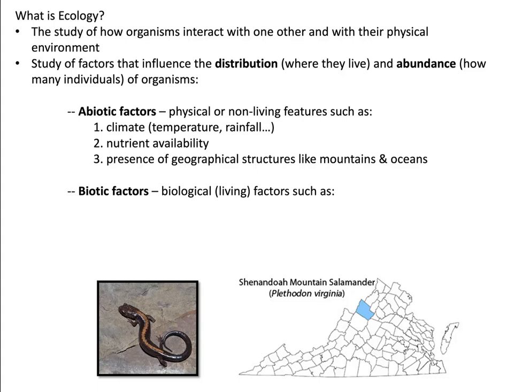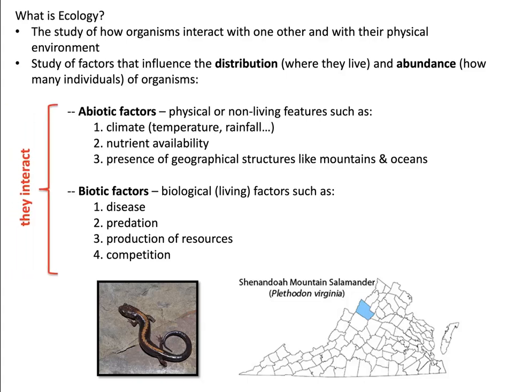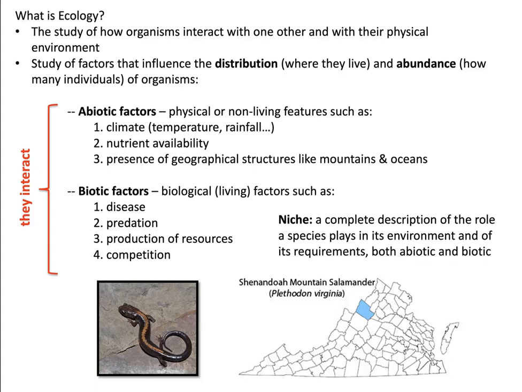And then you also have the biotic factors, and these are the biological living factors. These can be things like diseases and pathogens, the presence of predator organisms, the production of resources by plants and other living organisms, and competition between individuals of either the same species or different species. And all of these things, it's important to understand, are not independent of one another. They're not mutually exclusive. They all interact with each other to determine what's called a species niche.